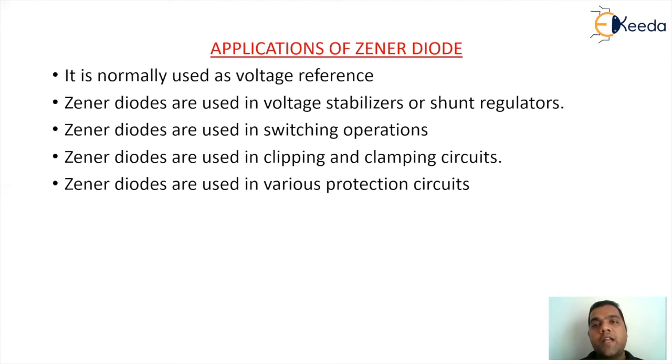When we talk about the applications of the Zener diode, it is normally used as a voltage reference. They are also used in voltage regulators or voltage stabilizers. They are also used for switching operation, can be used in clipper and clamper circuits, and they are normally a part of various protection circuits in electronics. So the Zener diode has a wide range of applications and uses, and it is all because of the property of the Zener diode.